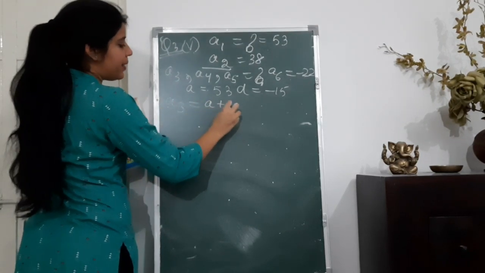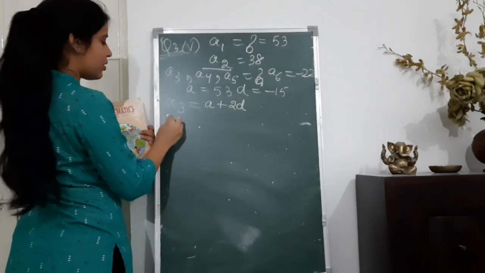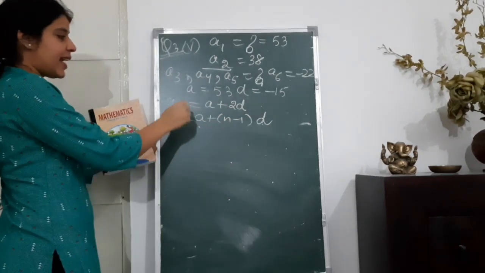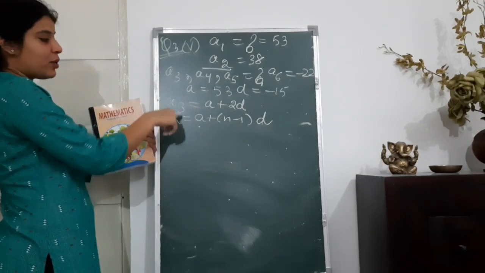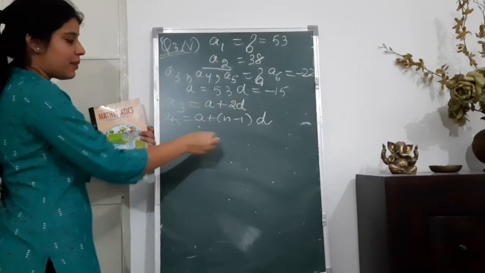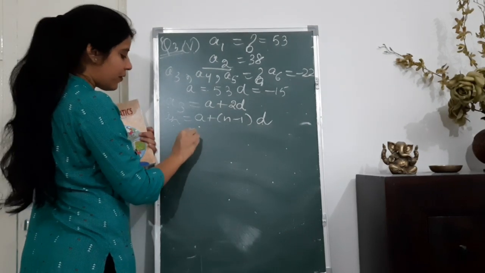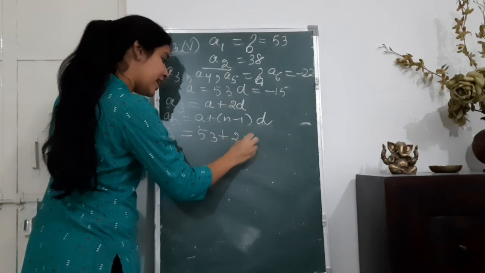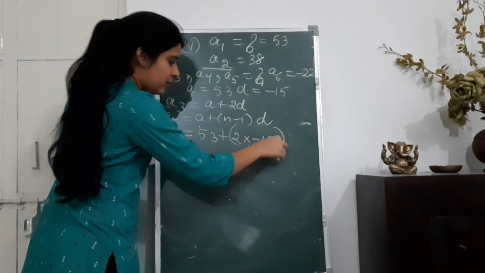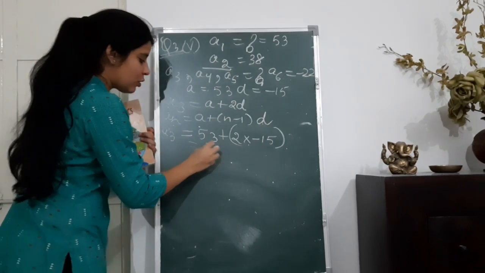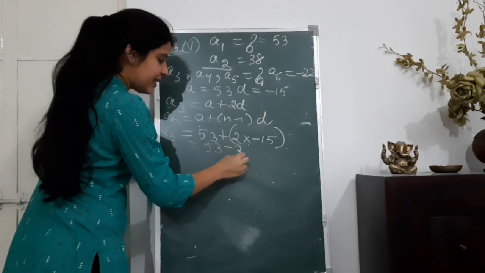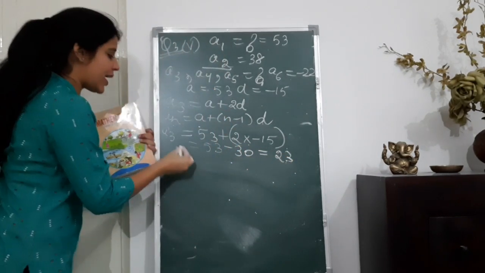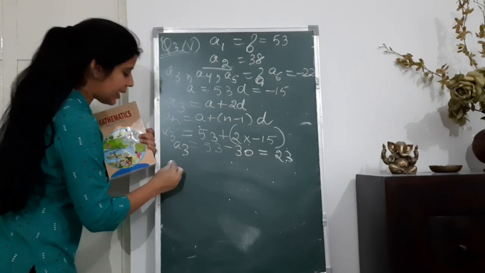A3 is equal to A plus 2D. Again, using the formula An is equal to A plus N minus 1 into D, when I put the value of N as 3 here, I get A3 is equal to A plus 2D, which gives me what is the value of A? 53 plus 2 into minus 15. D is minus 15. So 53 minus 30, that is equal to 23. So A3 is equal to 23.